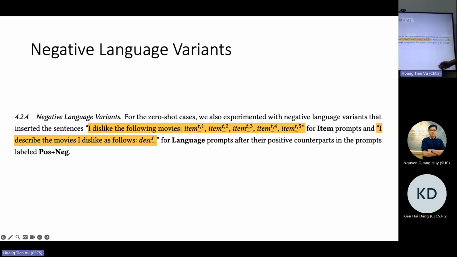Furthermore, they have another setting on whether we can use negative preference to improve the performance of the recommender system task. If you have some information that the user will dislike the following movies 1 to 5, they will also list those movies as the description list. So we see the input of the prompting styles and how the performance is improved.